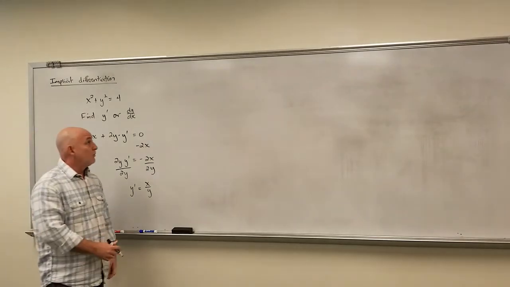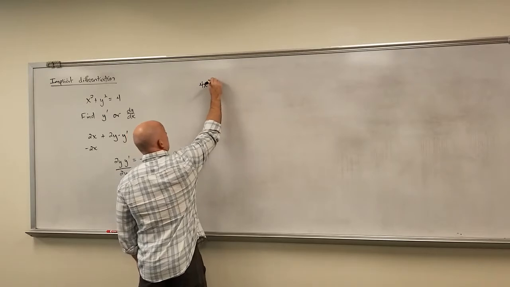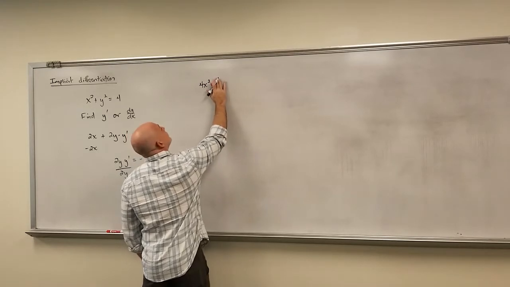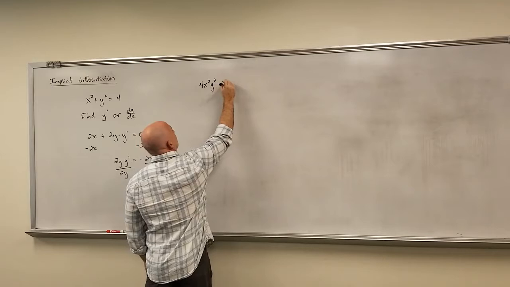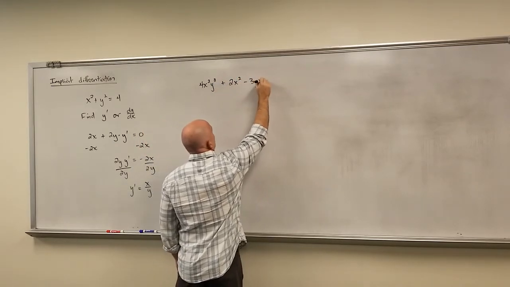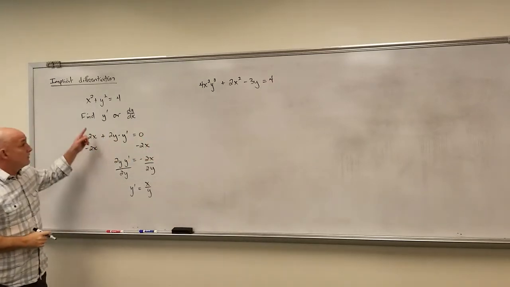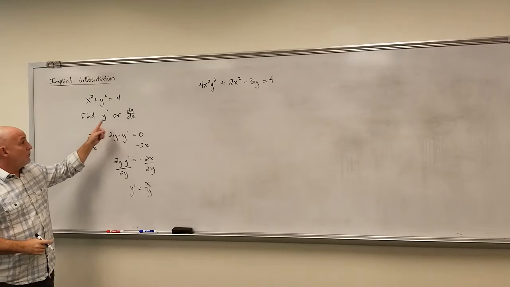All right, let's just try a couple more of these, because again, it's not too bad. Let's say we have 4x squared y cubed plus 2x squared minus 3y is equal to 4. And again, our directions are going to be the same. I'm just going to leave them right here. Find y prime or dy dx.